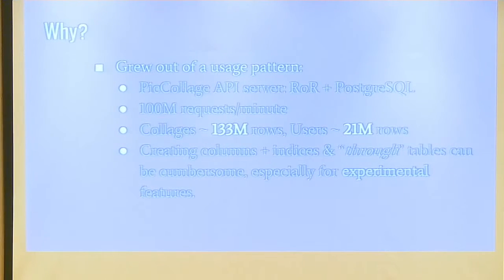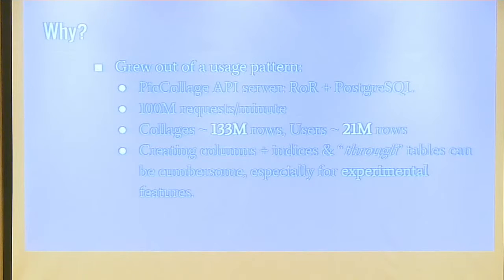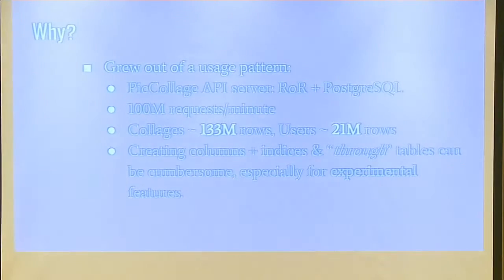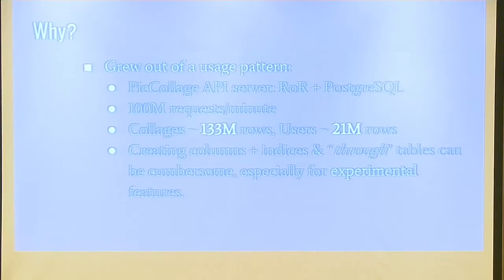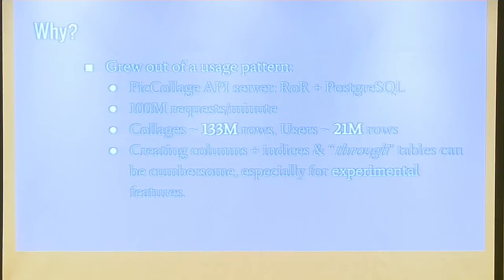Every time we wanted to create collections of collages or collections of users, we wanted to do it as fast as possible to keep the speed of development up. Creating columns and indices and join tables was actually quite cumbersome, especially for things like experimental features that we want to test out very quickly.